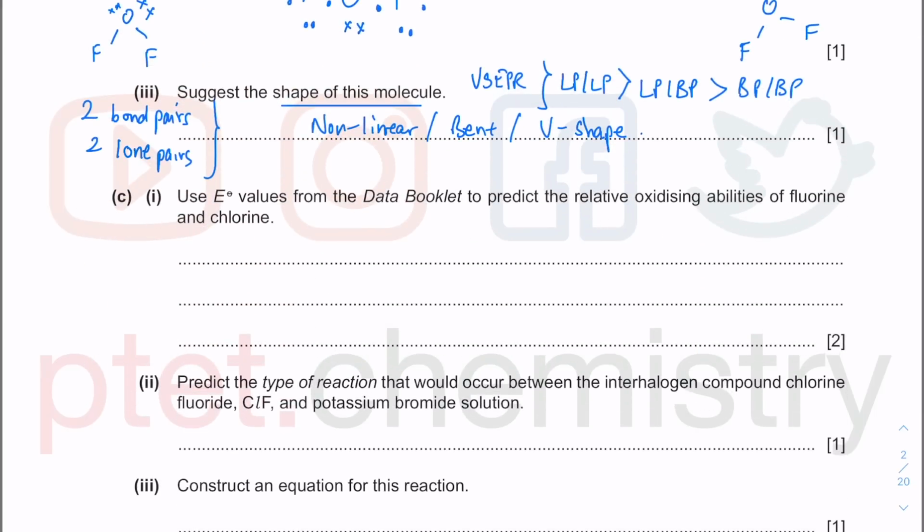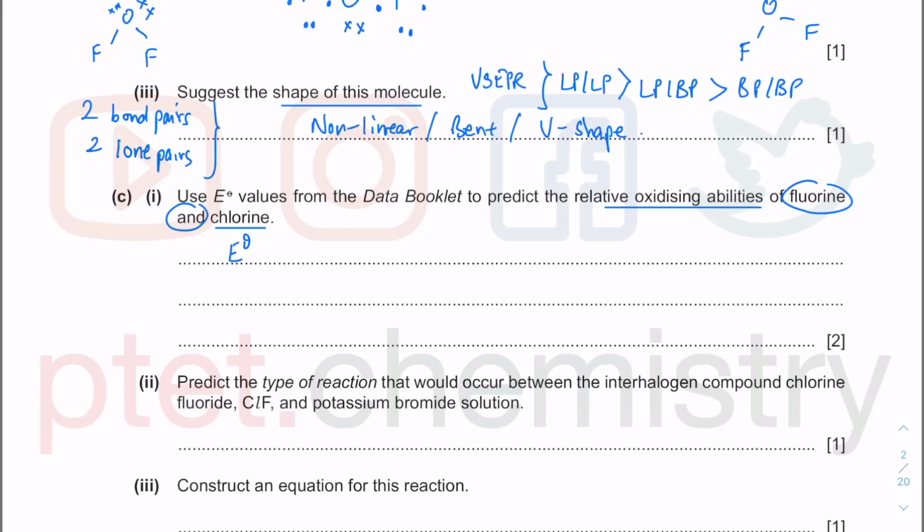This next question, we've got to predict the relative oxidizing abilities of fluorine and chlorine. So this is not about going down the whole of group 17 halogens, but just fluorine and chlorine. So we're going to go to the E0 values in the data booklet. In the current 2022 specification, your paper 1 all the way to paper 4, excluding paper 3, will no longer have the data booklet separate. Instead, it will be inside the question paper itself. So you probably won't get a question like this unless the data in the question tries to guide you.